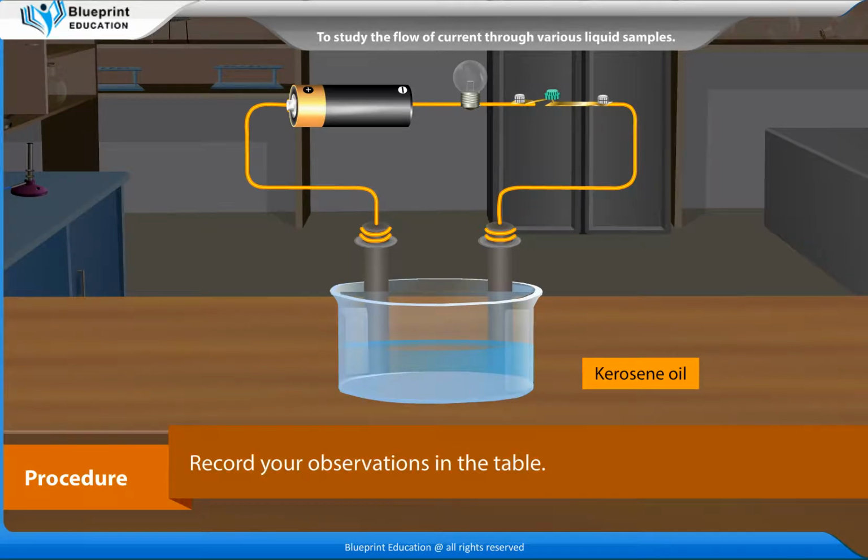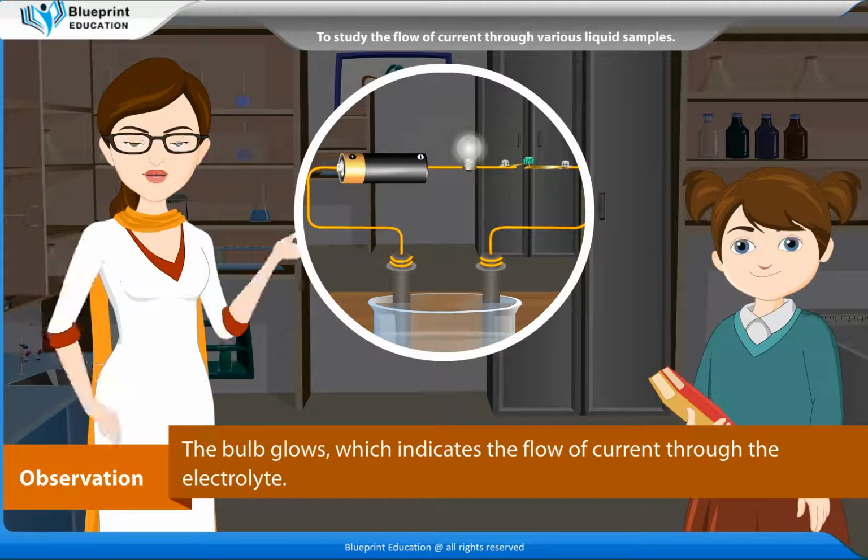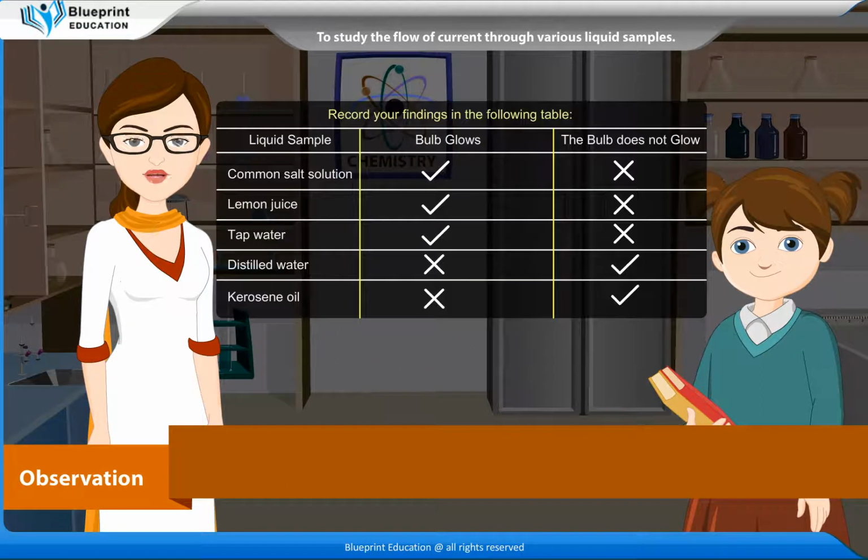Record your observations in the table. Observations: the bulb glows, which indicates the flow of current through the electrolyte. Record your findings in the following table.